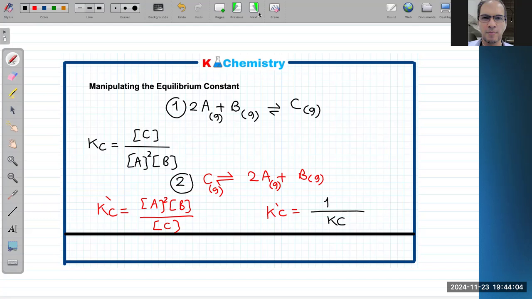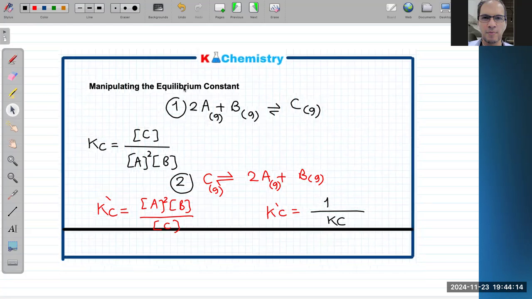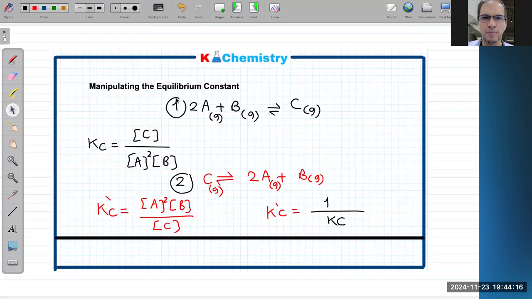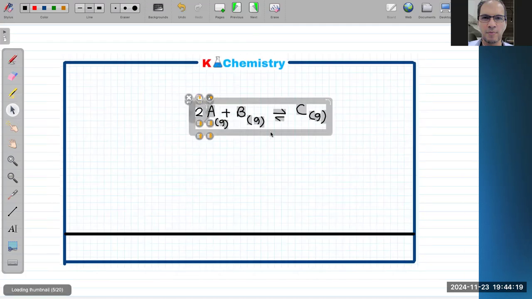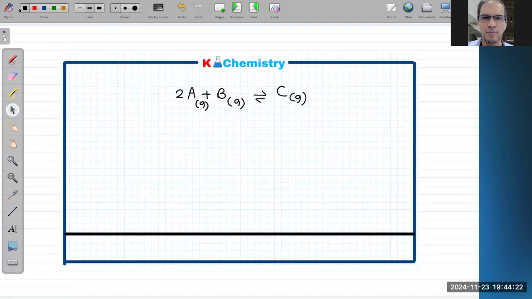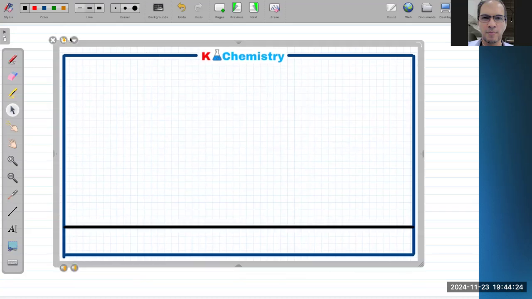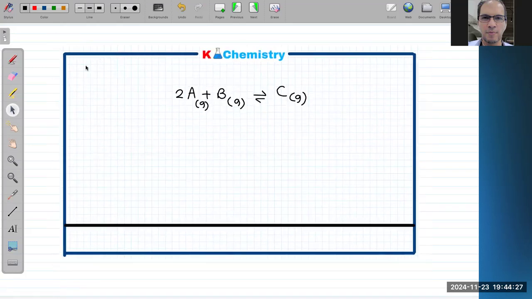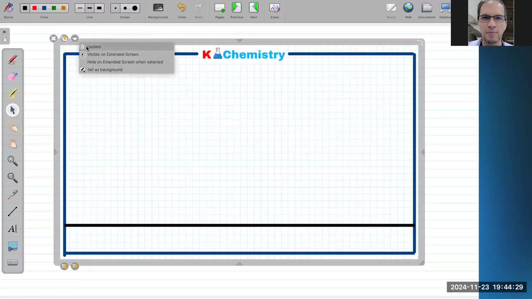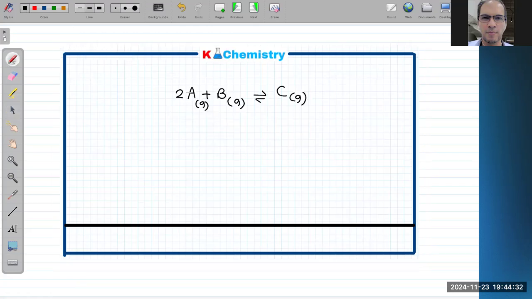What if I multiplied the equation by another value? So let's have the same equation. I will not change it. And again, it will be number 1 here. You can just copy this. I'll get the same equation, 2A plus B gives me C, and I will try to multiply everything by a factor. So let's multiply everything by a factor.